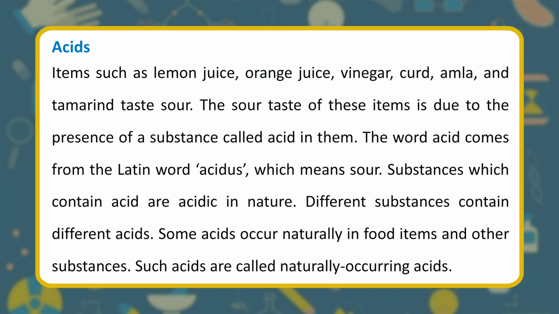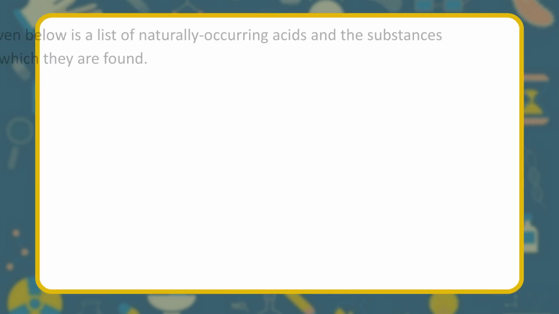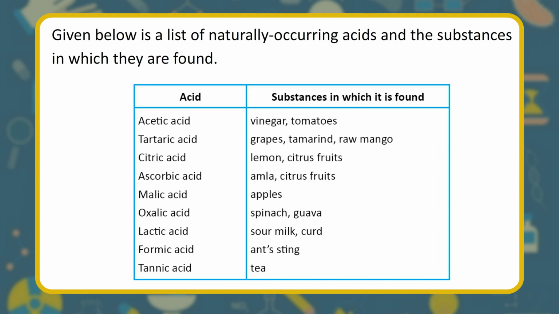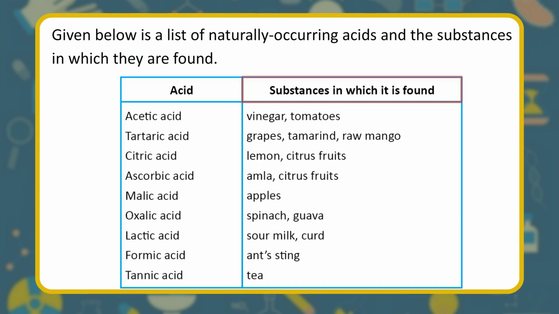Different substances contain different acids. Some acids occur naturally in food items and other substances. Such acids are called naturally occurring acids. Given below is a list of naturally occurring acids and the substances in which they are found. Acid. Substances in which it is found.